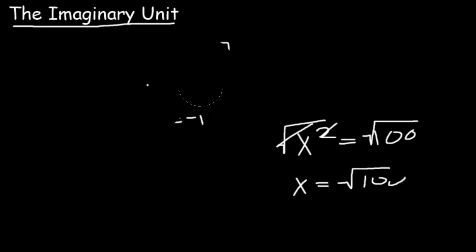Let me clear up some space. Alright, so we know i alone is equal to the principal square root of -1, and we know i squared is equal to -1. Now let's see what i to the power of 3 would equal.